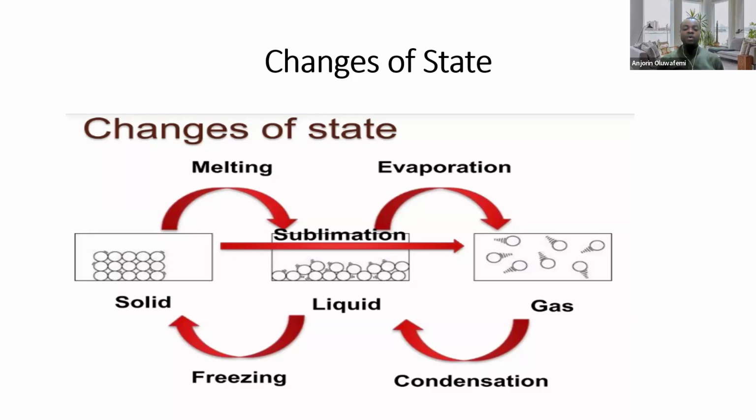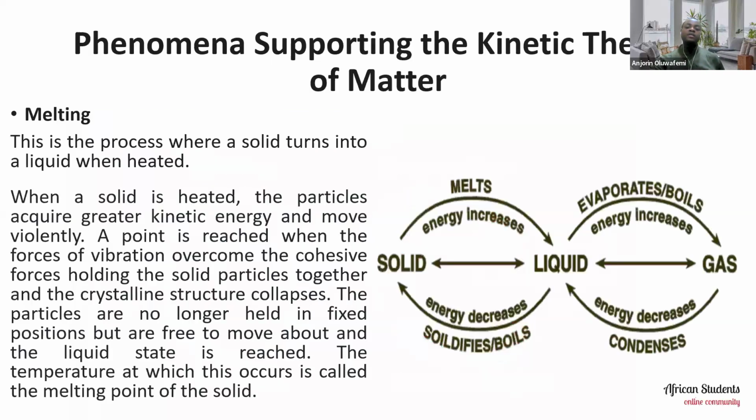When a liquid turns to gas, like what we see when we boil water, that is evaporation. And when a gas transforms in state to become a liquid, that is condensation. All right, so these are the various changes of state that we have. I'm going to be touching on some of them and try to explain them from the kinetic theory standpoint.